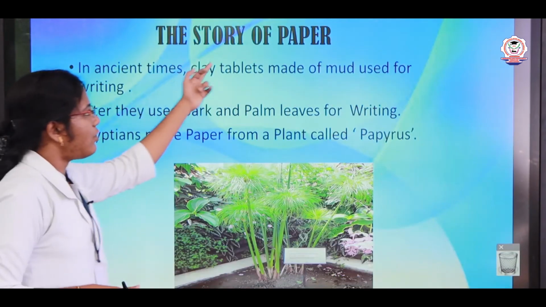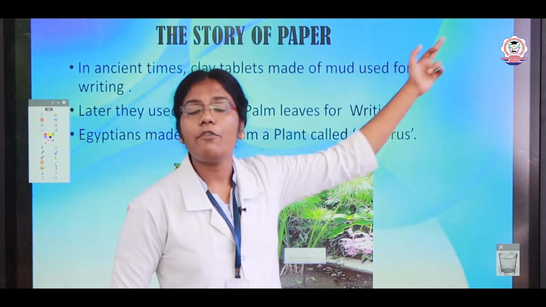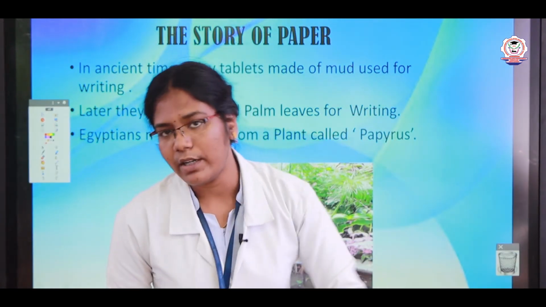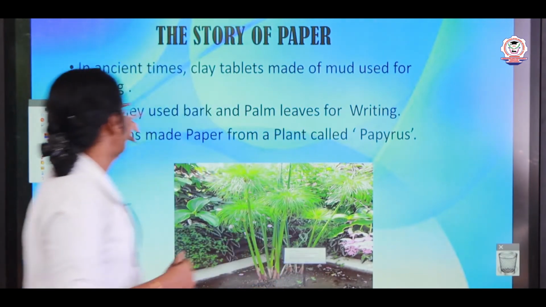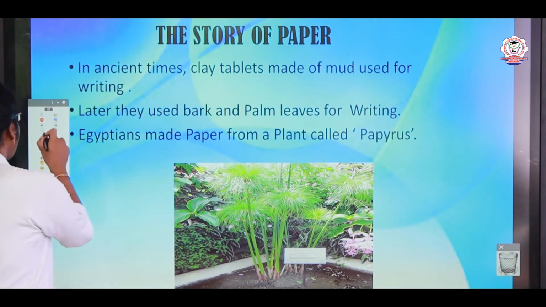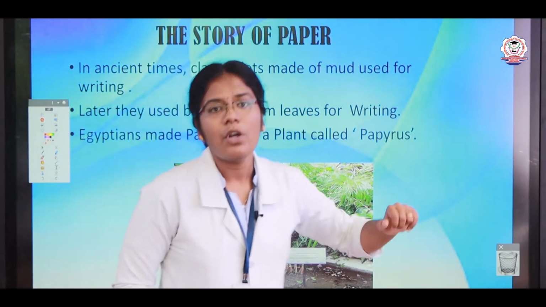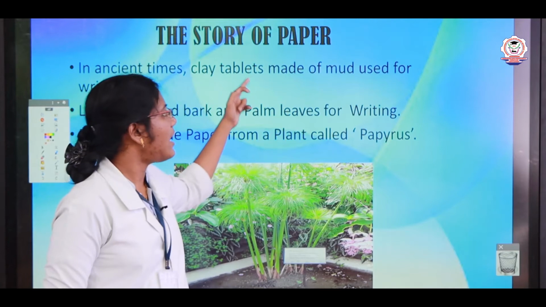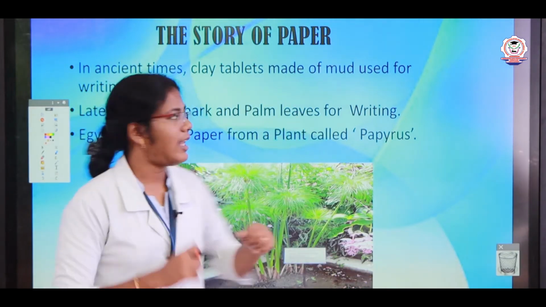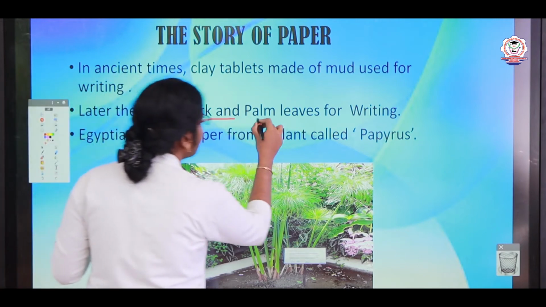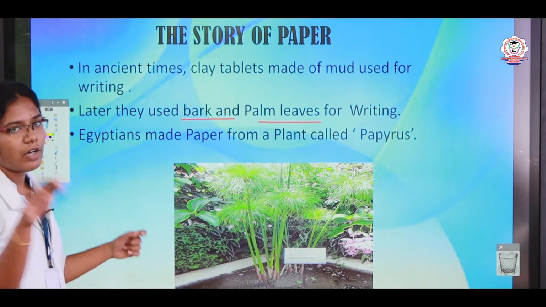The next thing we are going to see is the story of paper. How was paper invented, and who invented it? Now we are going to see. In ancient times they used clay tablets for writing purposes. Later they used bark as well as palm leaves for writing. I already told you.